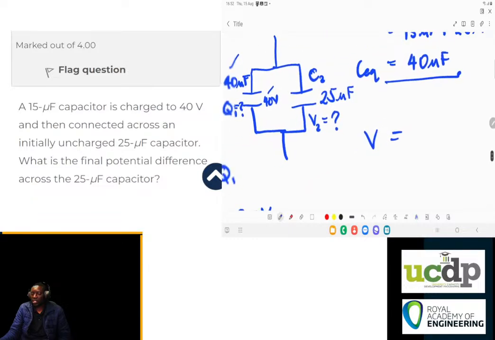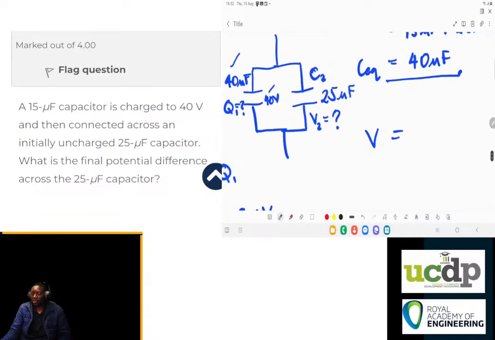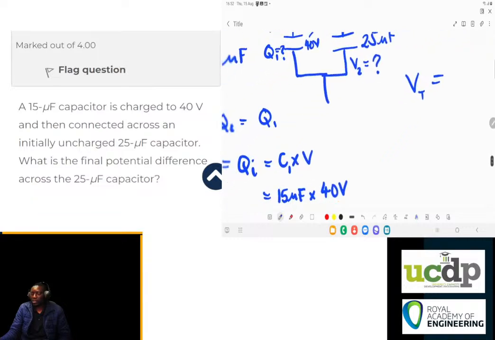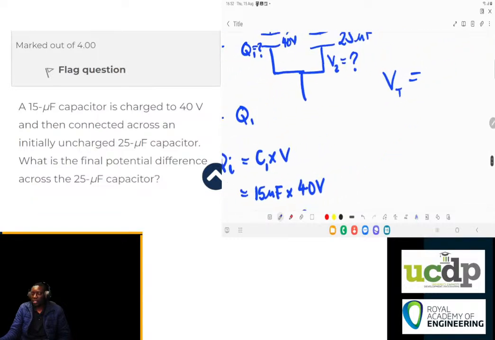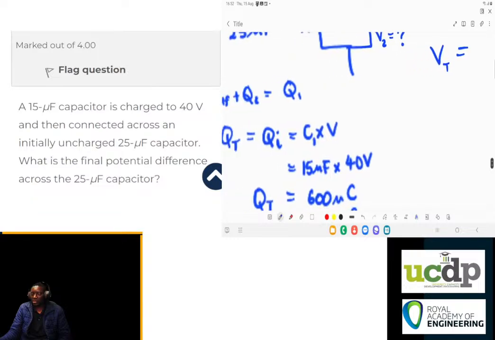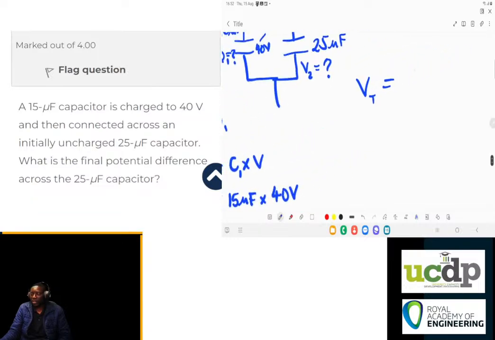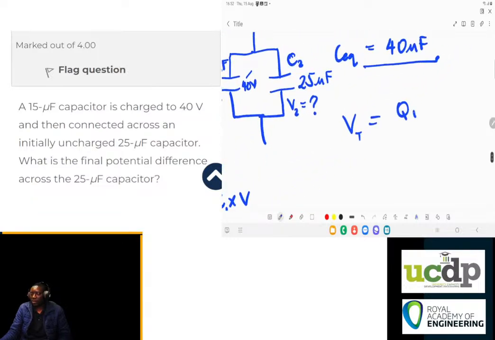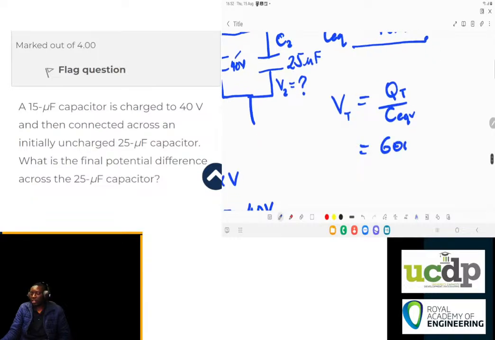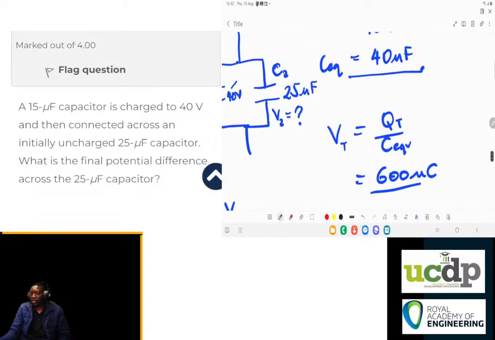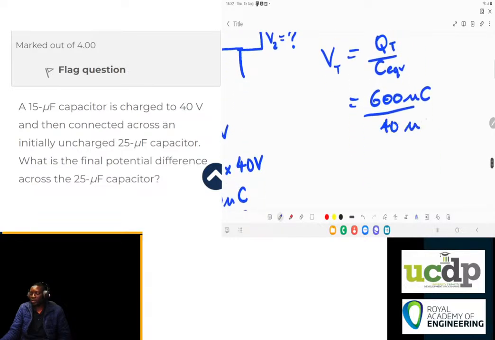What will be the voltage across that capacitor? So the total voltage is Q over C. Am I right that that's the correct formula? Yes, sir. Q over C equivalent, which is 600 microcoulombs over 40 microfarads. Then this gives us a voltage: 600 over 40 is 15 volts.